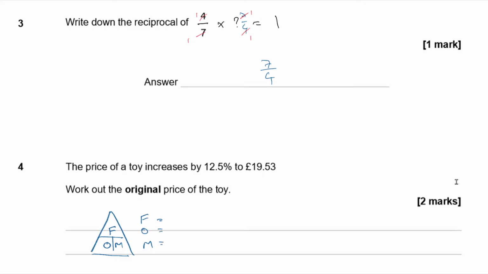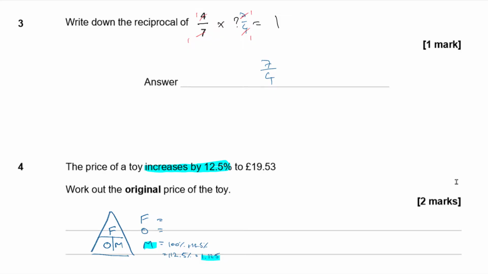So what have I got from the question? I've been given the percentage change. It's increased by 12.5%. So if you've got 100% and you add on 12.5%, that's going to give you 112.5%, which as a decimal multiplier is 1.125. Okay, so that's my multiplier I've been given, 1.125.